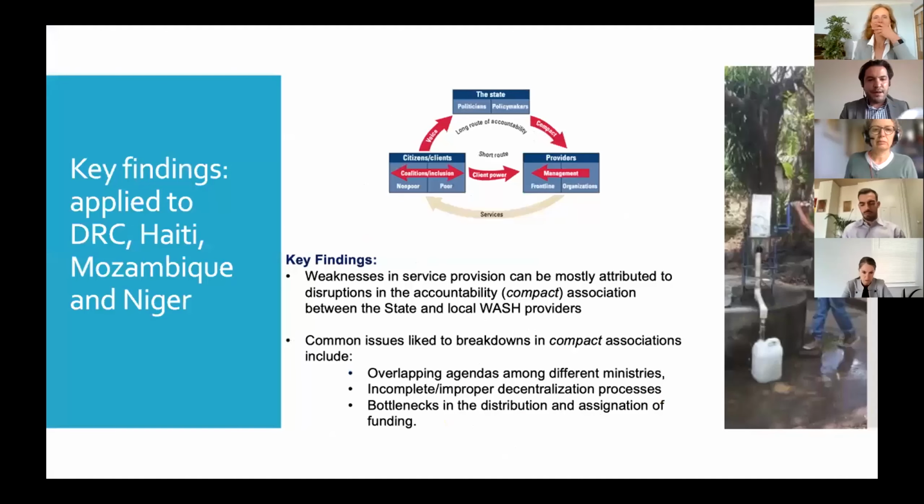So when we apply this framework to these four countries, to the service delivery processes, our findings suggest that most of the breakdowns in service provision can be linked to disruptions in the compact association, which is displayed here again, between the state and WASH providers. Some of the key issues leading to the compact association breakdown include overlapping agendas among different ministries, incomplete and improper decentralization processes, and bottlenecks in the distribution and assignation of funding.